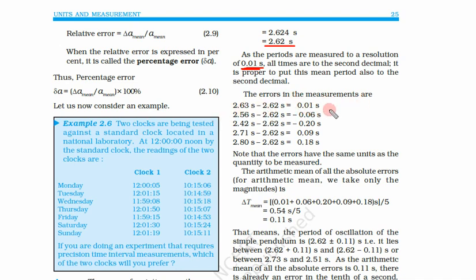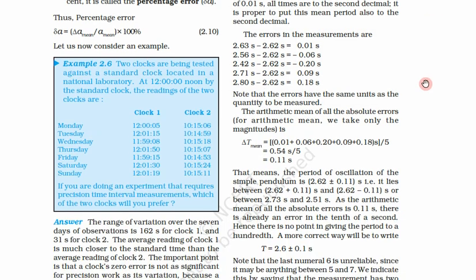Error in the measurement: in the first one 1 second, in the second one 6 seconds. Here you see this one is plus, this one is minus, this one is again minus, then plus, plus. So 6, 20, 9 and 18. These are the errors of each and every measurement with this average value. First we calculate the absolute error. The errors have the same units as the quantity.